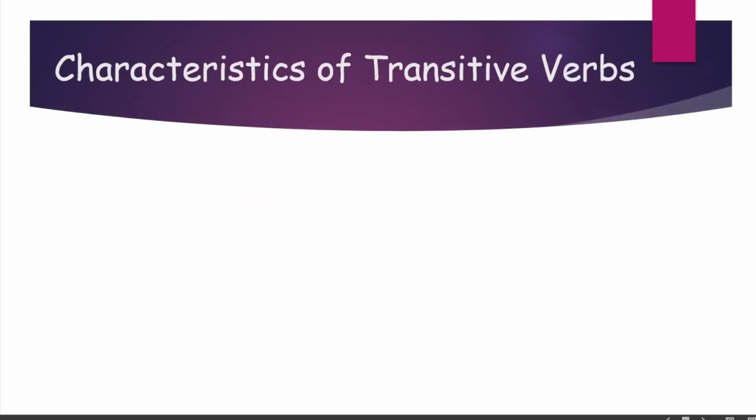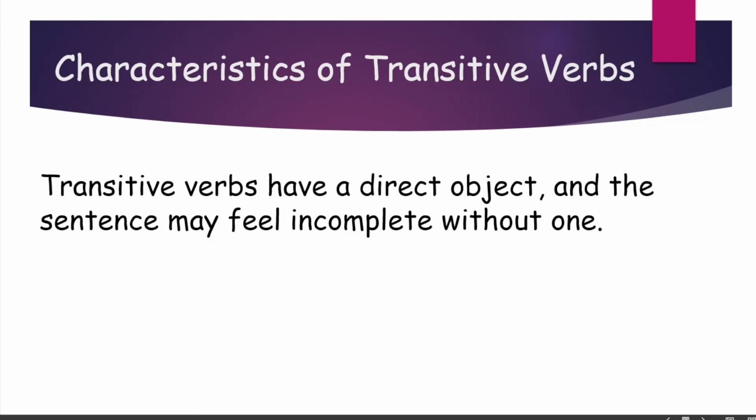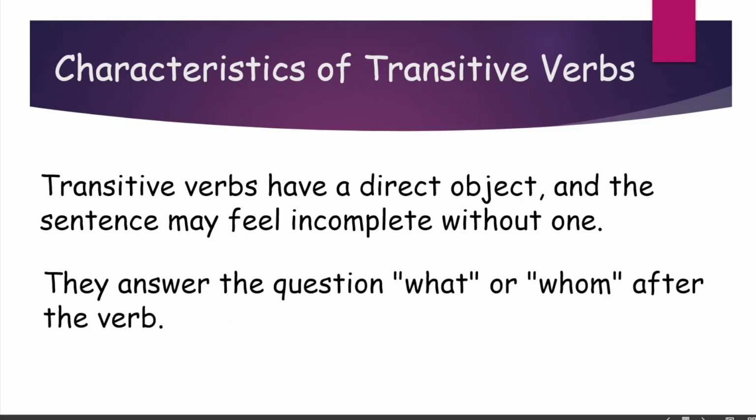Characteristics of transitive verbs. Transitive verbs have a direct object, as we already discussed in the examples, and the sentence may feel incomplete without it. They answer the question what or who after the verb. If in any example it answers the question what or who, then it is considered as a transitive verb. For example, the sentence, she ate an apple. It answers the question what she ate. So that is a transitive verb.